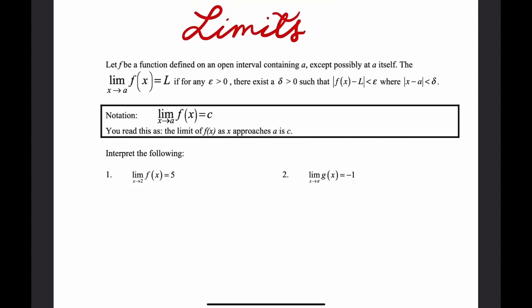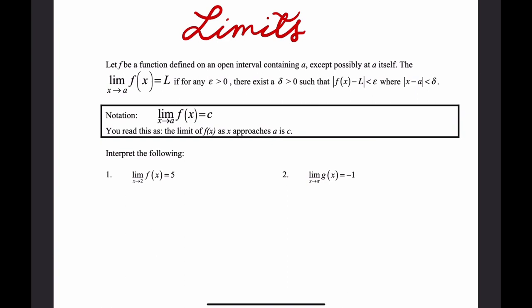Starting with a formal definition of limits, let f be a function defined on an open interval containing a, except possibly at a itself. The limit of f of x as x approaches a is equal to L if for any epsilon greater than 0, there exists a delta greater than 0, such that the absolute value of the difference between f of x and that limit is less than epsilon, where the absolute value of x minus a is also less than delta.